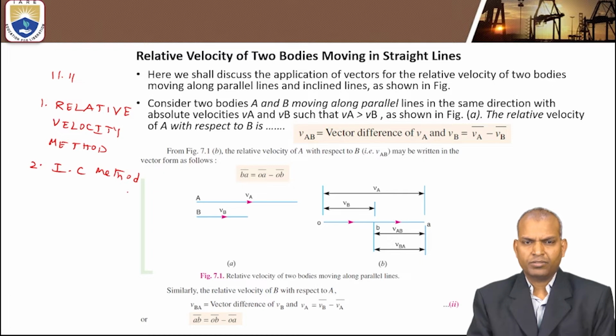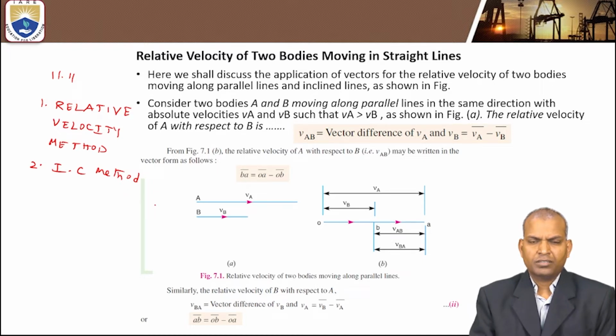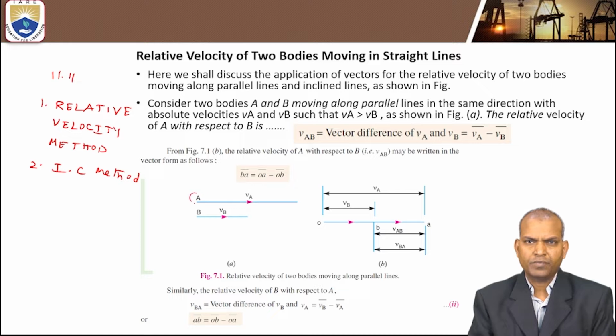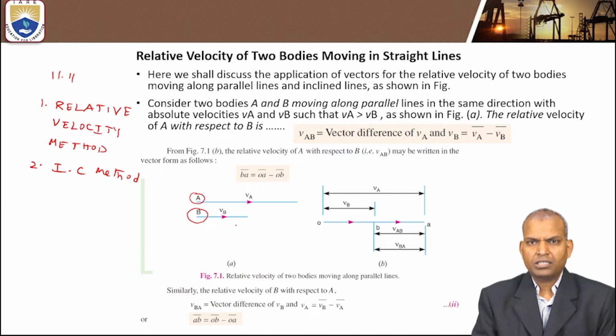What is the relative velocity method? The relative velocity method means, suppose two bodies are moving in a parallel direction, then what is the relative velocity? It is the relative velocity of one body with respect to another body. In this figure, we are considering two bodies, A and B. Body A has the velocity VA and body B has the velocity VB. The velocity of body A is greater than the velocity of body B.